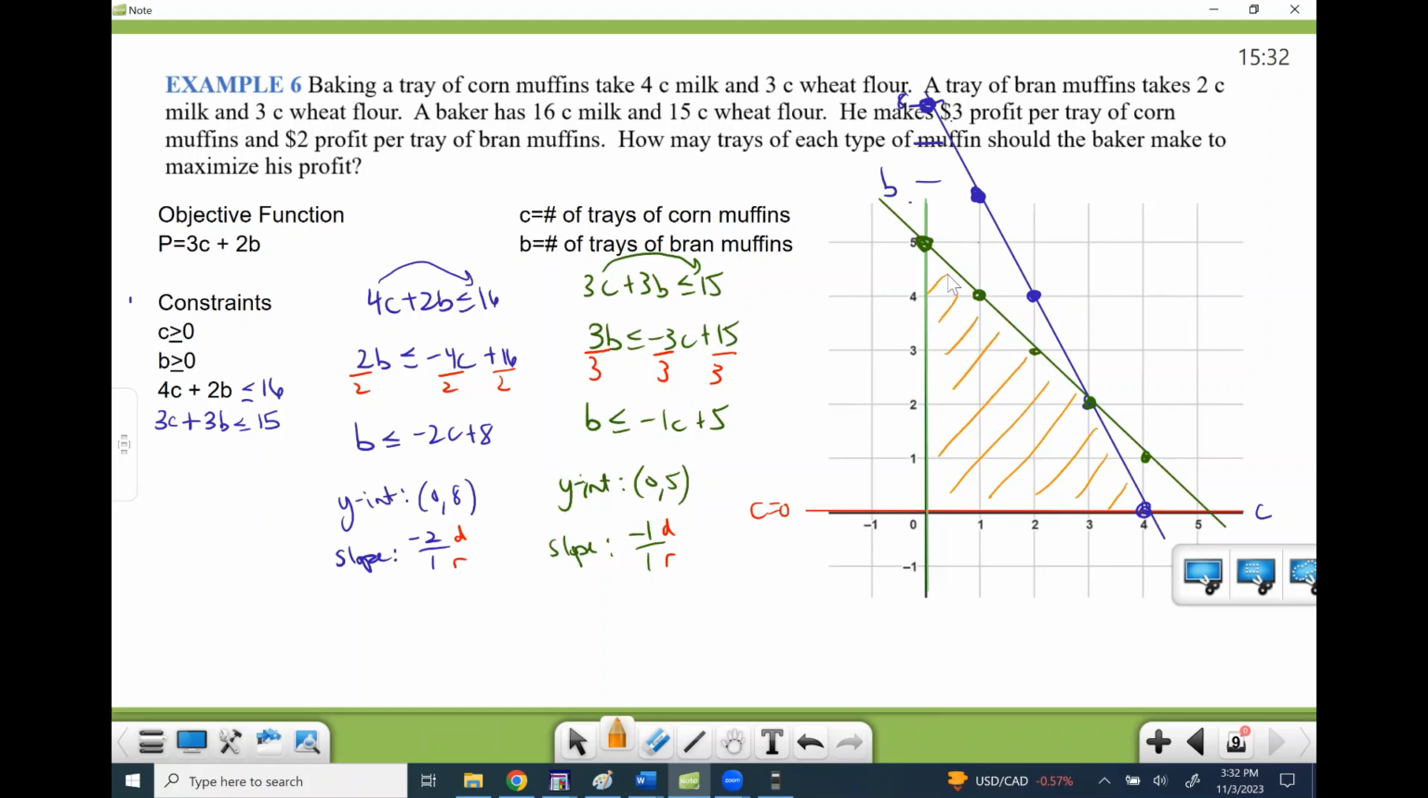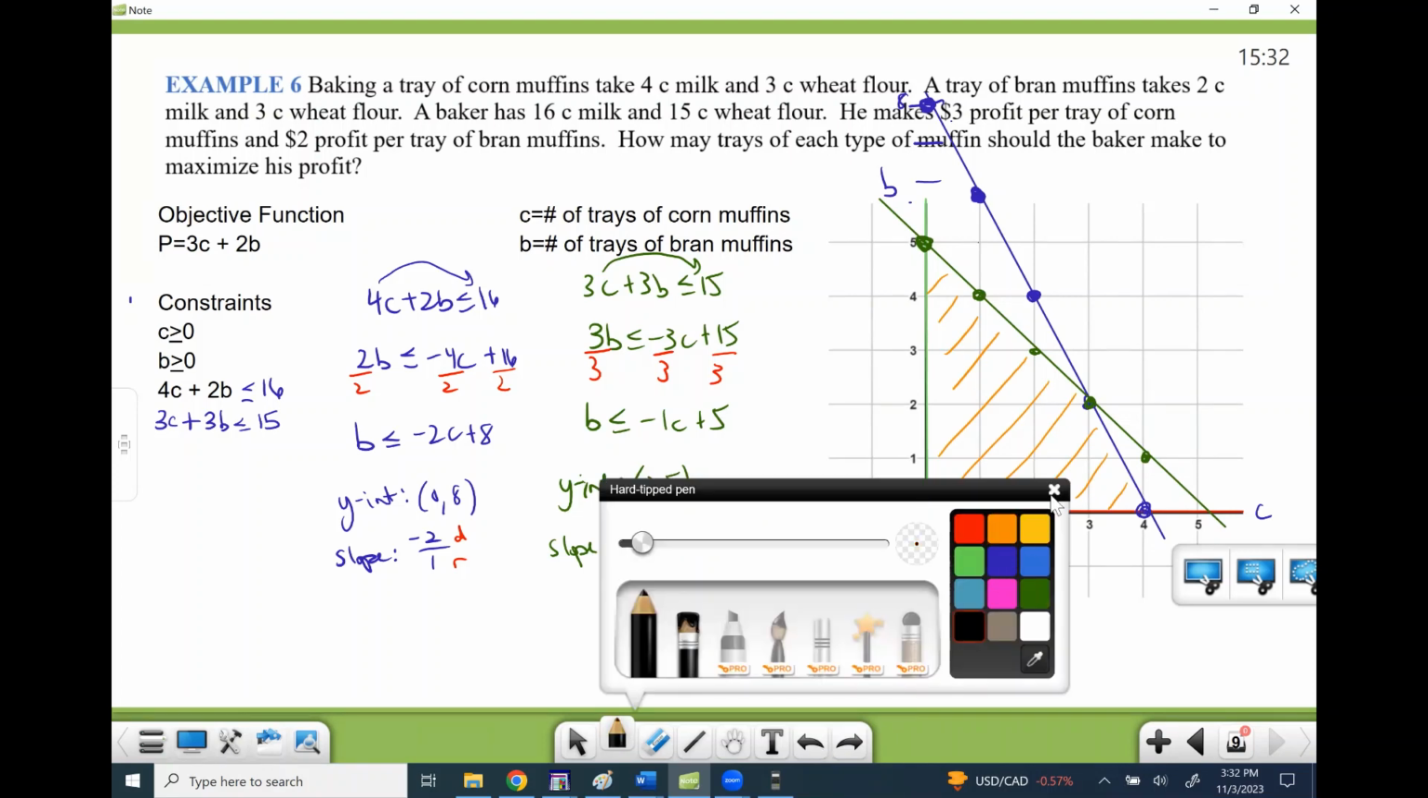Okay, that's below both lines. If I shade something like this, that's not below both lines. That's only below the blue line. Okay, so let's get all the vertices for the feasible region.